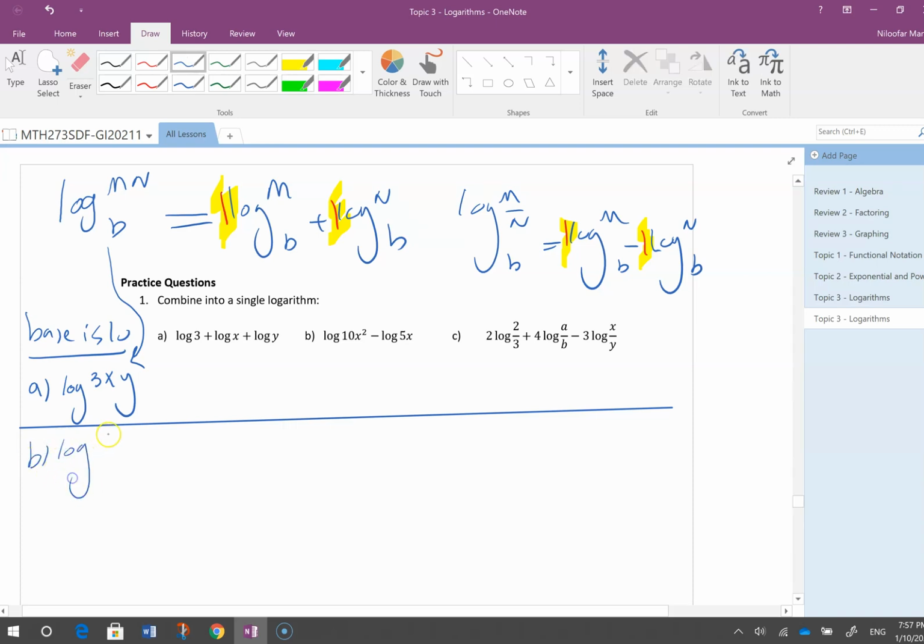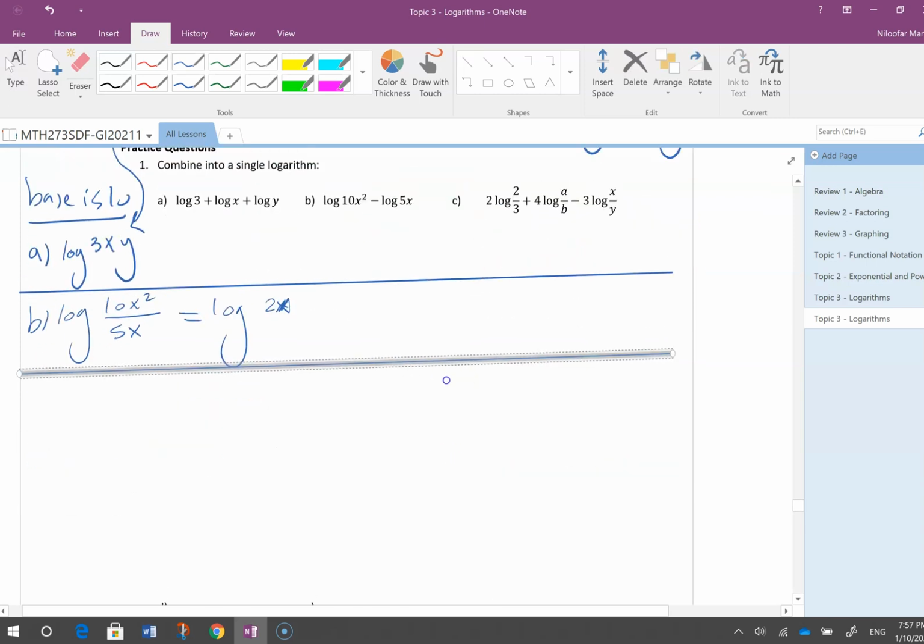It is logarithm 10x squared divided by 5x, because it's subtraction, so it's division, which is logarithm 2x. Oh, perfect, yes. Okay, so I just do that. How about C? Okay, C.